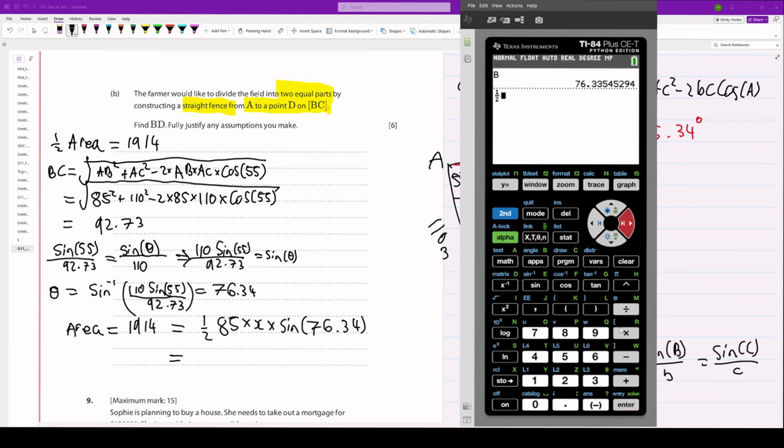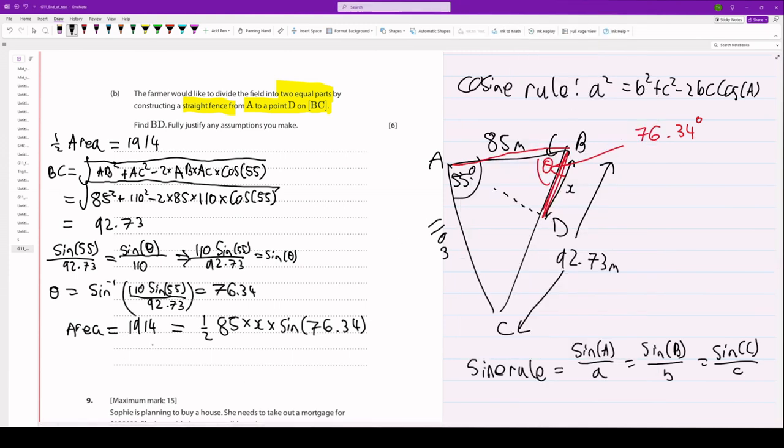Half multiplied by 85 multiplied by x. We don't know x yet. Sorry, I'm getting tired. I'm doing this in the wrong order. First thing we're going to do, we're going to rearrange all this. Let's put the calculator away, we don't need it for now. So 1914 divided by a half times by 85 times by sine 76.34 will give me x, because I've rearranged it.